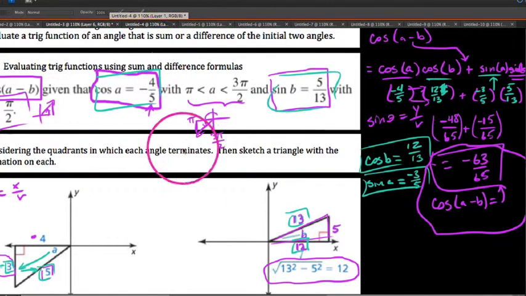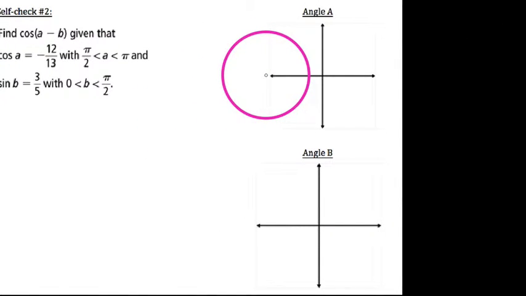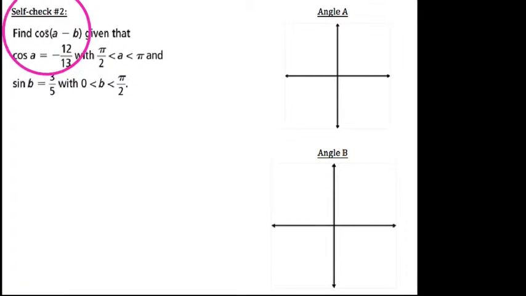So what we're going to do this time is a little bit different. We're going to say that I've been given this information, but I have to go sketch these angles on my own. So our job here is to find the cosine of A minus B. I'm going to do this again here.